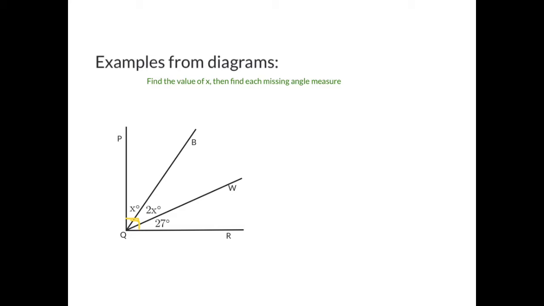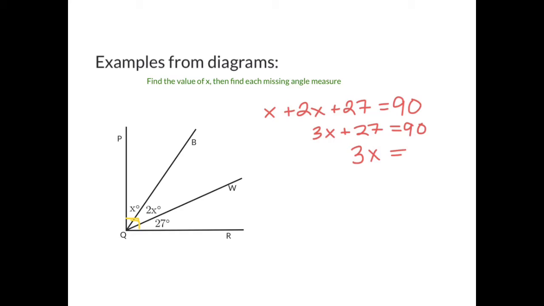That's my right angle. So that allows me to set up this math equation where I can add x plus 2x plus 27 to equal 90. So all three angles added together equals 90 degrees. I can simplify this by combining like terms and then going through to solve. So subtract 27 from both sides and divide by 3, x equals 21.